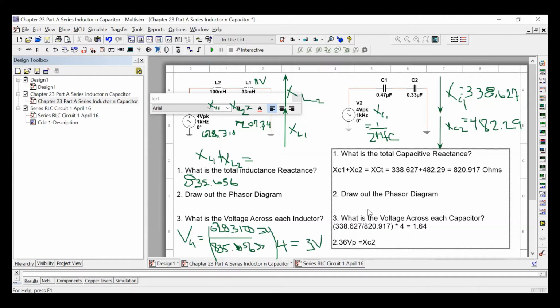Besides me making mistakes on capacitors? You know, to be honest with you, what I was thinking was not capacitor reactance, but total capacitance. Total capacitance in a series circuit is that 1 over, 1 over. That's what I was thinking. But again, I make mistakes.